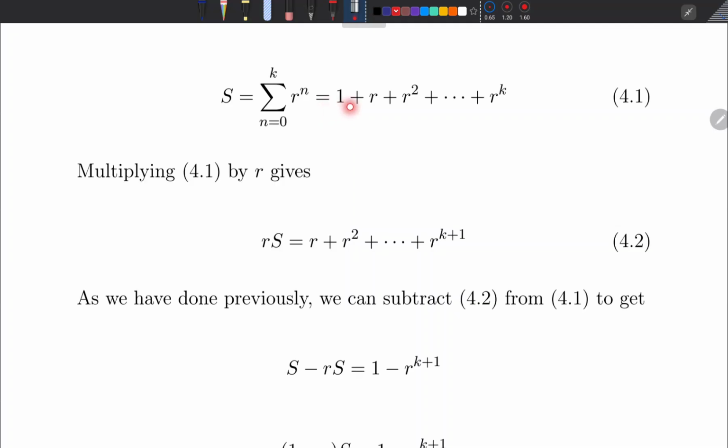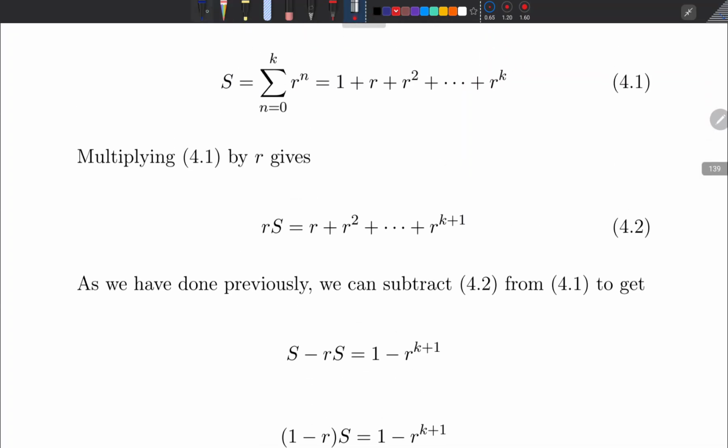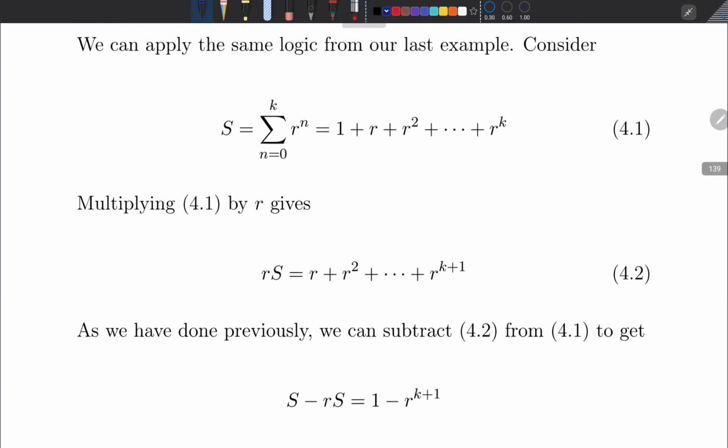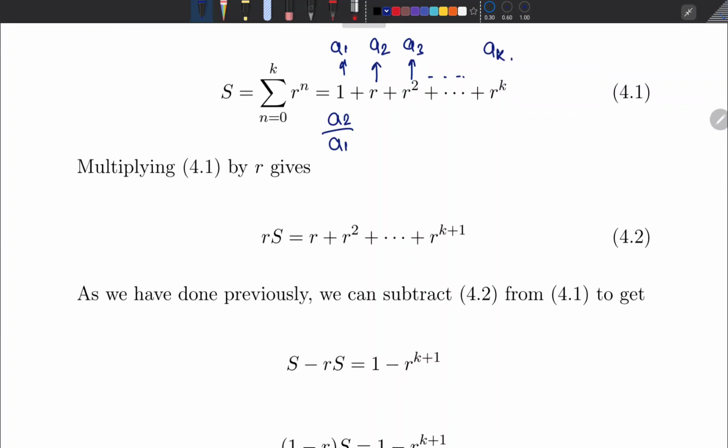So we have s equals the sum as n goes from 0 to k of r to the n. We can expand this out as 1 plus r plus r squared plus dot dot dot all the way up to r to the k. Now, we had to multiply with the common ratio. So we have a sub 1, a sub 2, a sub 3, and we keep going up to a sub k. Tell me the common ratio: a sub 2 over a sub 1 is r, a sub 3 over a sub 2 is also r, a sub k over a sub k minus 1 is r. So our common ratio is r.